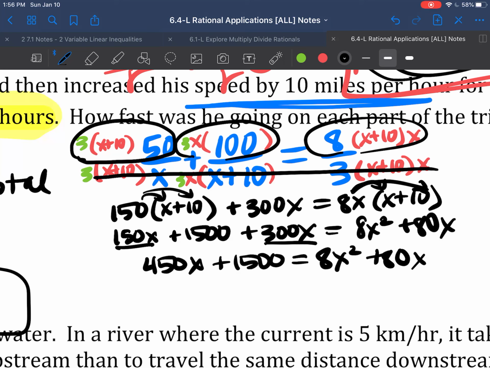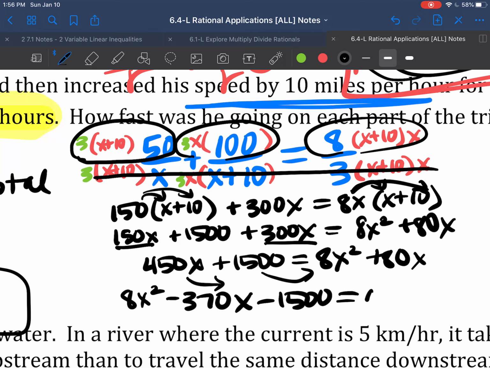Okay, and so I'm going to move everything over here. And so that gives me 8x squared. And then we're subtracting 450 from 80, which is negative 370. And then subtracting the 1500 from nothing. All right, so we've got a really ugly quadratic.